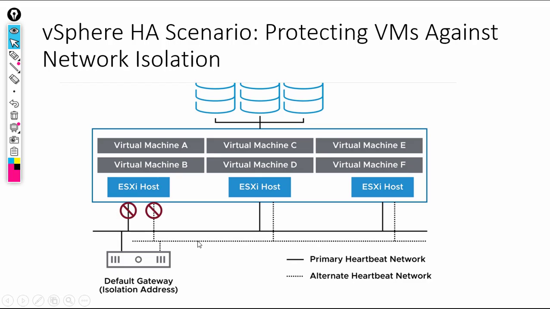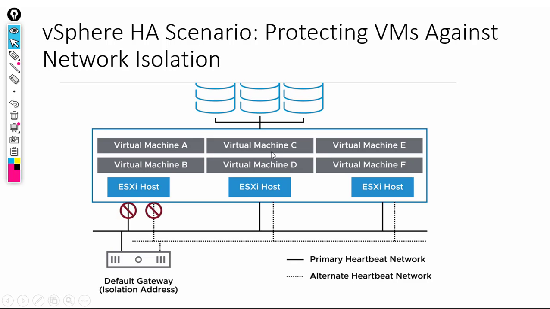So to detect the network isolation, we configured some isolation IP addresses on the host server. If the host is not receiving the heartbeat from the master host server, then it will try to ping the isolation address, and if it's not able to ping the isolation address, then the host declares itself as network isolated. In this situation, if we enable it, the virtual machines running on that host will be moved to another host server. So this is our fourth failure.